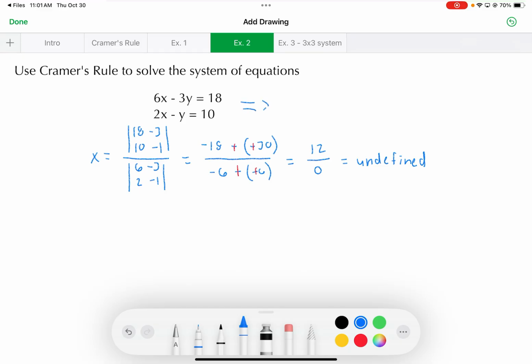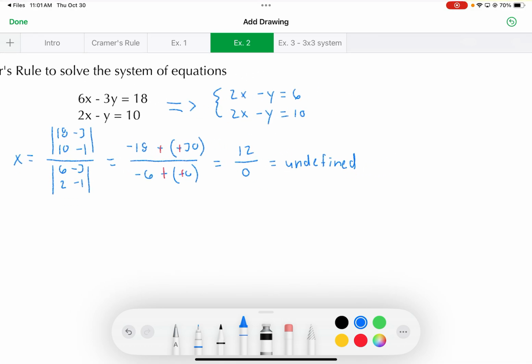Okay, notice I could reduce the first equation. I could have divided everything by a 3, couldn't I have? So that would have led me to 2x minus y equals 6. And then 2x minus y equals 10. You can't reduce that. All right, well, think, if you put those in the slope-intercept form, they're going to have the same slope, but they'll have different y-intercepts, right?